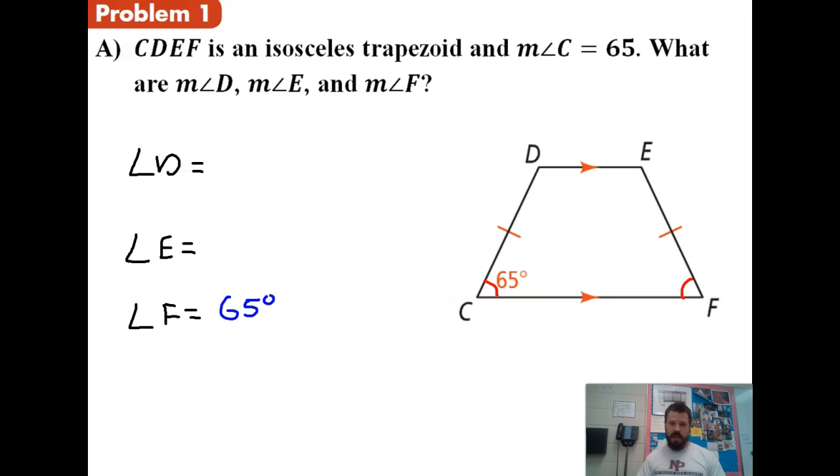As far as finding the other angles, let's go with angle D next. Now, just like in the first trapezoid problem, the angles across from each other on opposite bases are going to be supplementary. So C and D will add to 180. And again, that's because my bases are parallel. So for D, I'll say I have 180 minus 65, which will give us 115 degrees.